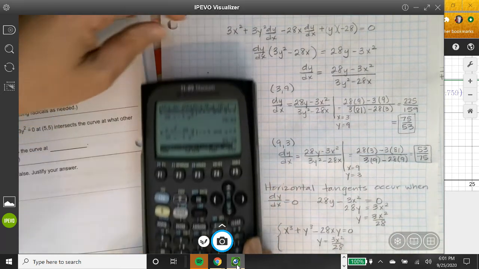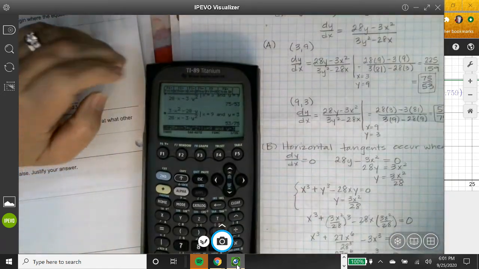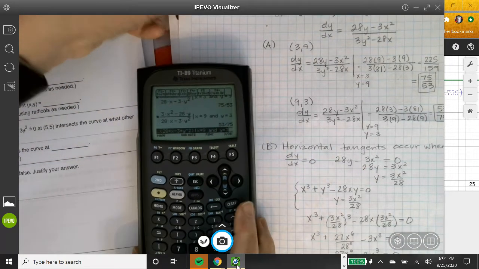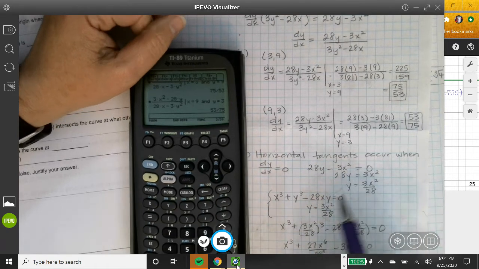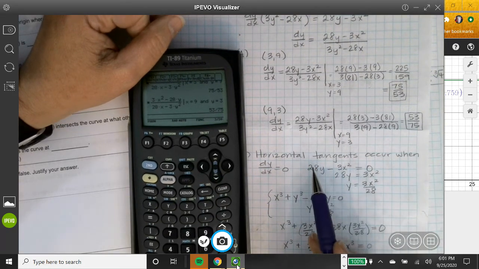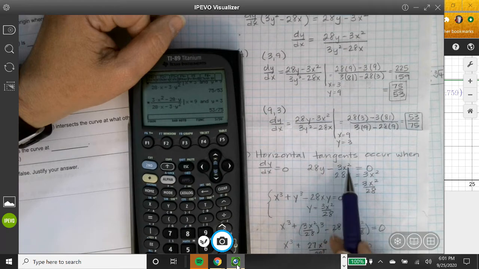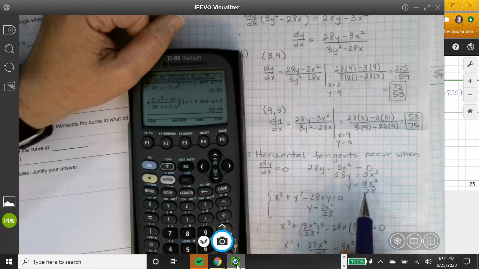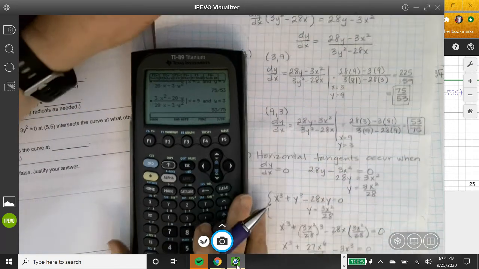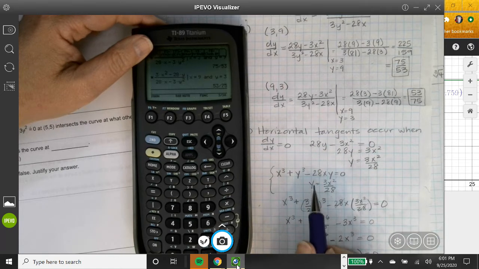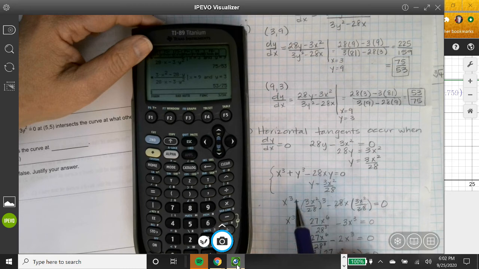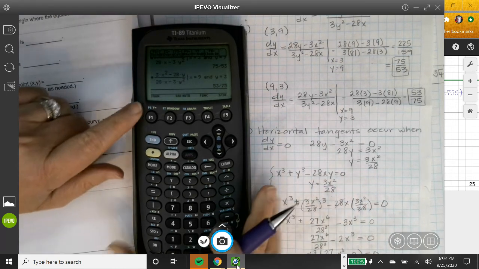And now I need to solve for when the horizontal tangents occur. Well, we can do this on the calculator as well. Okay, so I know that horizontal tangents occur when the numerator is equal to 0, which turns out that y equals 3x squared over 28. And I have a system. Well, here's the system. So if I were to plug in for y, I get an equation full of x's, don't I? So what we're going to do is we're going to have our calculator solve.